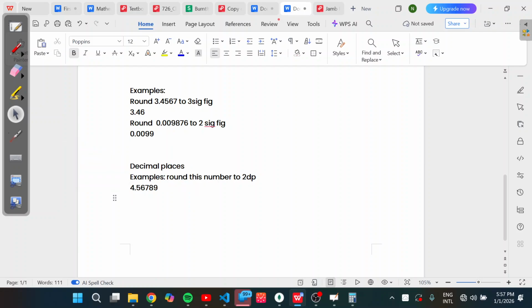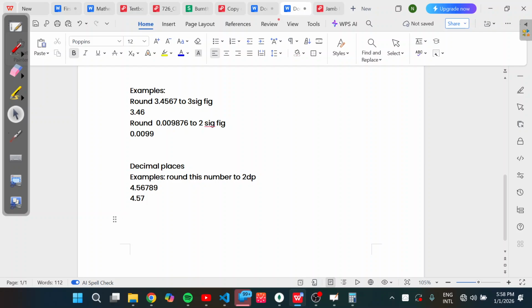Now we're going to look at it. We're going to have 4.56, right? Now we need to look at the number after the 6, and the number after the 6 is 7. And 7 is greater than 5, so we're going to round it up by 1 and add it to the 6. So instead of 4.56, this becomes 4.57.